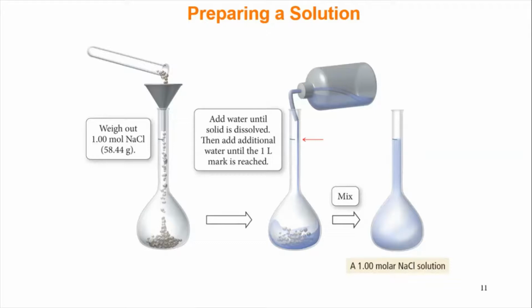And once I've done that, I very carefully add water until I reach the mark on the neck of the flask that indicates the volume this flask is calibrated for, exactly 1 liter. Now you can cover the flask with either a piece of plastic film or a stopper if we have the right size. Finish mixing it, and now you have a 1.00 molar solution of NaCl.